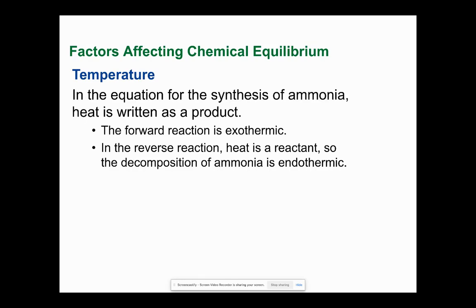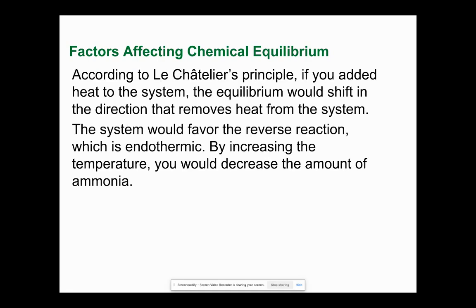Temperature. In an equation for the synthesis of ammonia, heat is written as a product. The forward reaction is exothermic. In the reverse reaction, the heat is a reactant, so the decomposition of the ammonia is endothermic. So you go back and forth, even the heat. According to this principle, if you add heat to the system, the equilibrium would shift in the direction that removes heat from the system. The system would favor the reverse reaction, which is endothermic. By increasing the temperature, you would decrease the amount of ammonia.